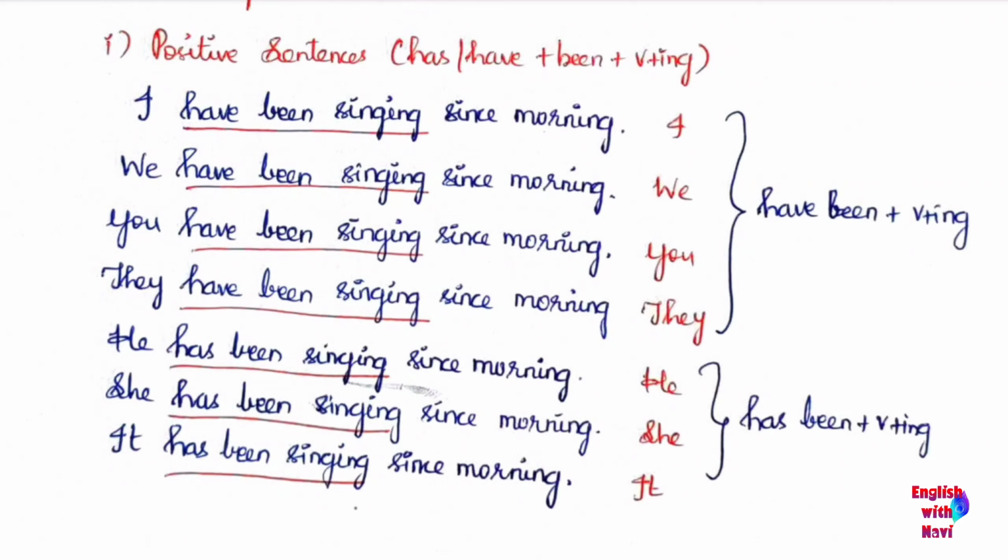I have been singing since morning. We have been singing since morning. You have been singing since morning. They have been singing since morning. He has been singing since morning. She has been singing since morning. It has been singing since morning. Alright. So that's how you end up framing these positive forms as well. Now let's get into the negative forms.